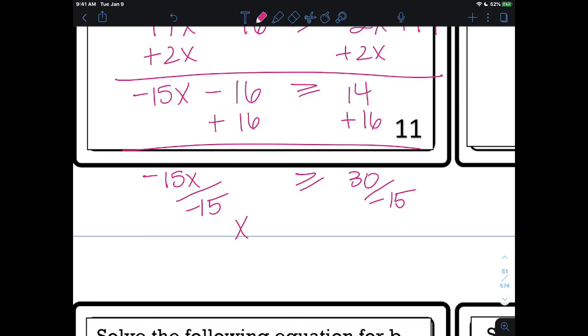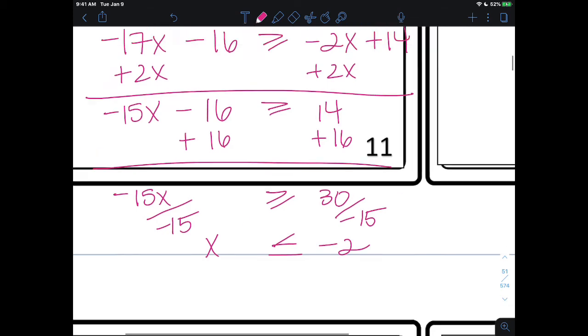And I say x has some relationship to -2. Did I multiply or divide by a negative number on both sides? Yes. My symbol is going to flip directions, so now x is smaller than or equal to -2. Also said the fancy way, x is less than or equal to -2.